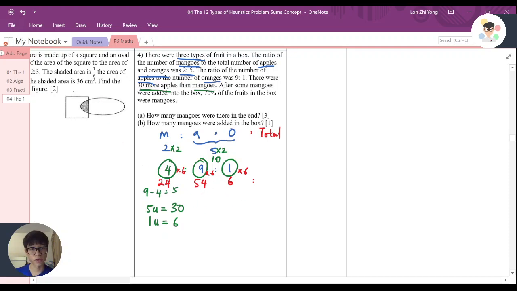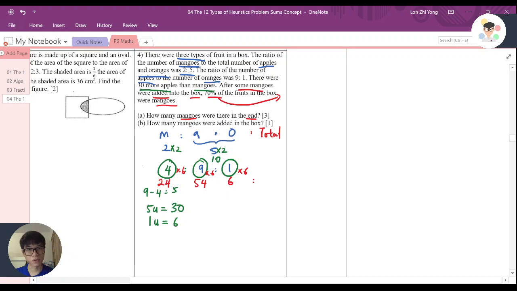Let's continue to read the question. After some mangoes were added into the box, 70% of the fruits in the box were mangoes. As we know, we are adding some mangoes, so the mangoes will increase, and 70% of the fruits will be mangoes. And now they are asking for the number of mangoes in the end. It looks complicated, but no worries. Let's try to identify things here first.